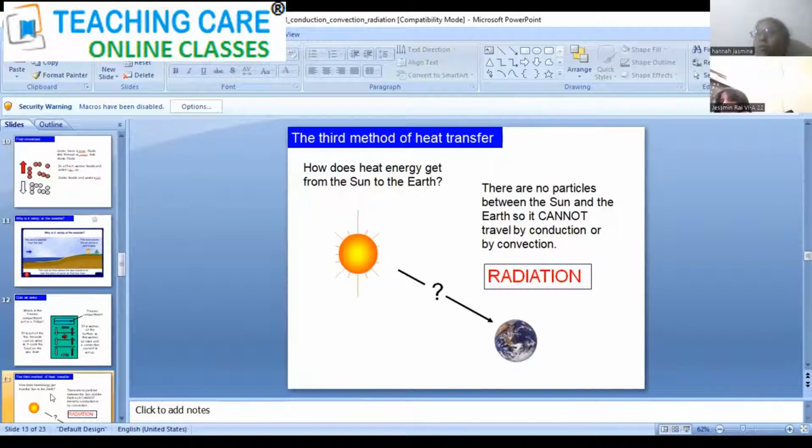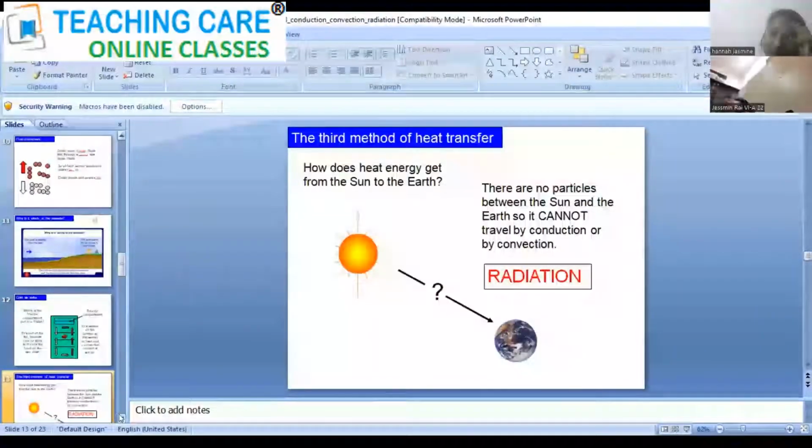Okay, so now we'll see the radiation. How is the heat transferred from the sun to earth? There's no conduction, there's no convection, but radiation is happening. Okay, what do you mean by radiation? Ma'am, they're like rays. Ma'am, we cannot see them. Yeah, you're right.